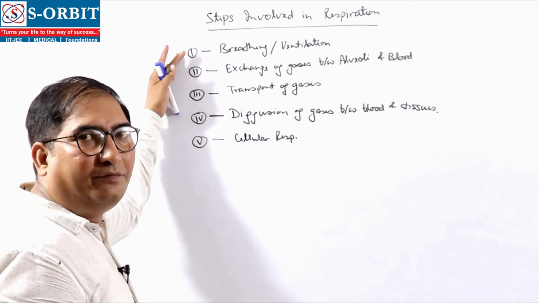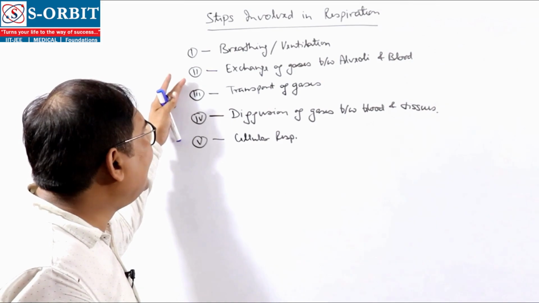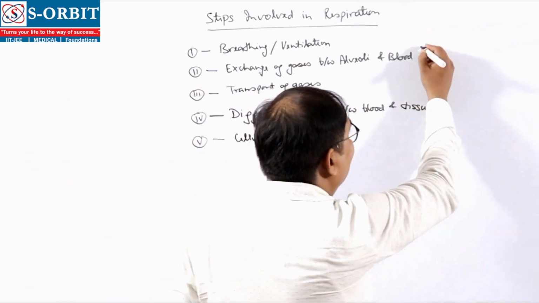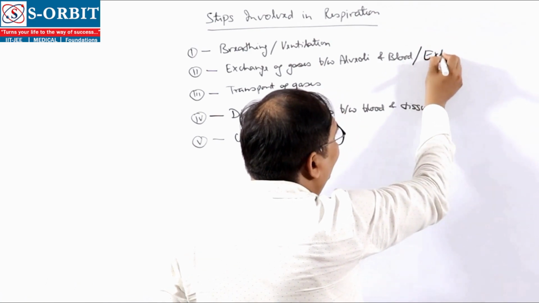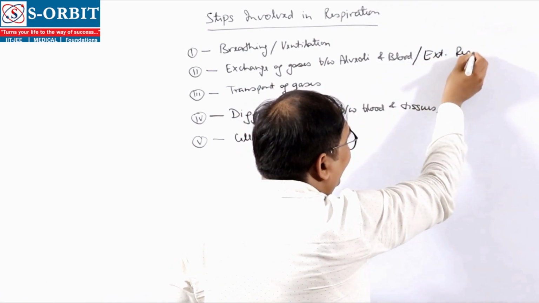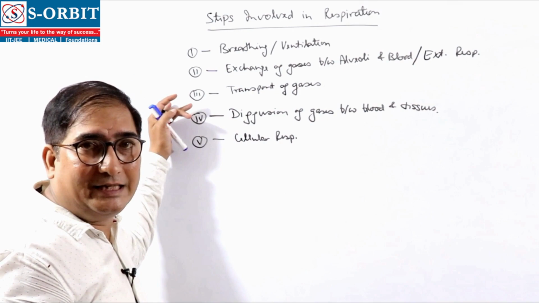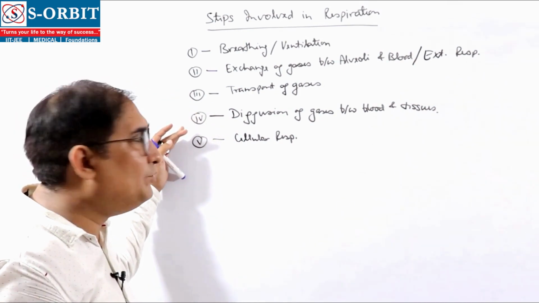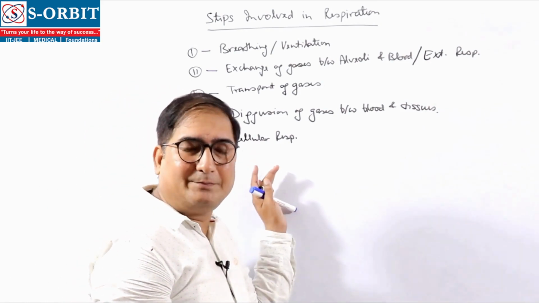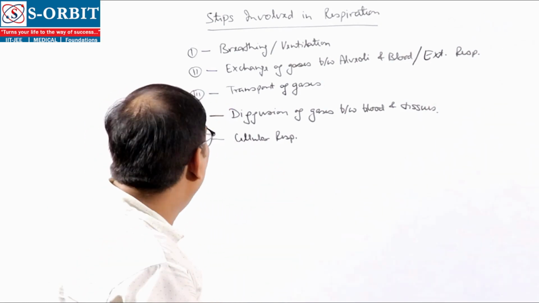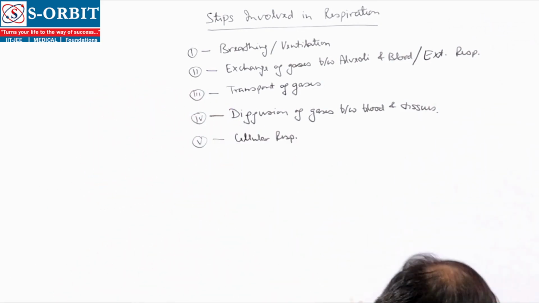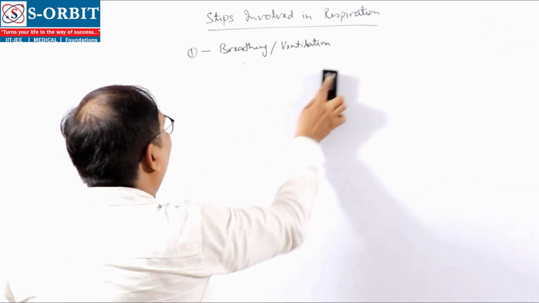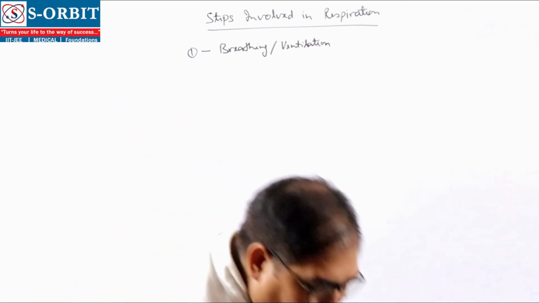So these are the various steps. First one is breathing or ventilation. Next one is exchange of gases between alveoli and blood, which could also be called external respiration. Next one is transport of gases. Next is diffusion of gases between blood and tissue, and the final step is cellular respiration. Now let us see these processes in detail. The first one is breathing or ventilation.